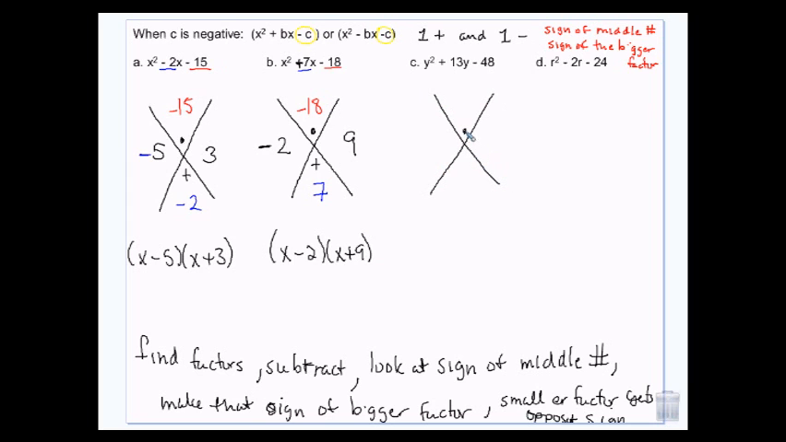I'm just going to run through these last two really quick, okay? I have a negative 48 and a positive 13. So I start thinking about factors of 48. 2 and 24 gives me a 22. 6 and 8 give me a 2, because I'm subtracting, right? 16 and 3 give me a 13. The 13 is positive, so I want the 16 to be positive, and that makes the 3 negative, so that I can do that subtraction.